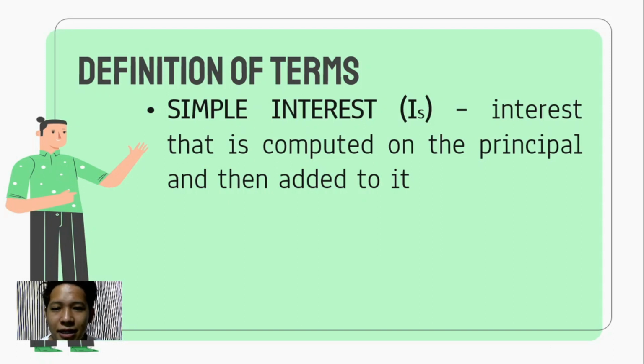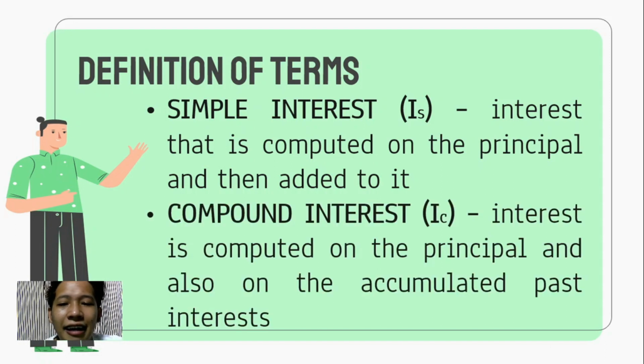Just simply a simple computation of your interest. If you have the principal and then you multiply it with the rate and the time and then you add the interest to the principal, then that's the simple interest. But the second kind of interest, which is the compound interest, denoted by I sub C, is the interest which is computed on the principal and also on the accumulated past interest.